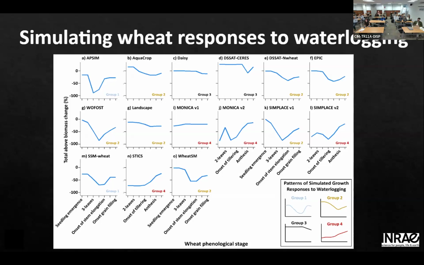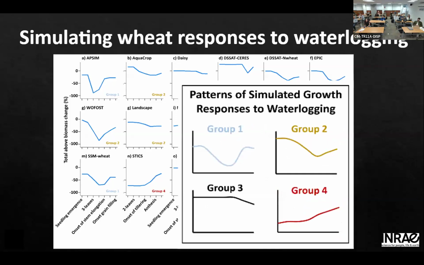So we see lots of uncertainties in different models, but in general, we can say that there are 4 main patterns of simulated growth response to waterlogging. The first one, which APSIM, for example, shows, is less sensitive to waterlogging in the beginning, and then gets more sensitive around stem elongation, 2 leaves, 3 leaves phenological stages, and then after anthesis, it's less sensitive again.